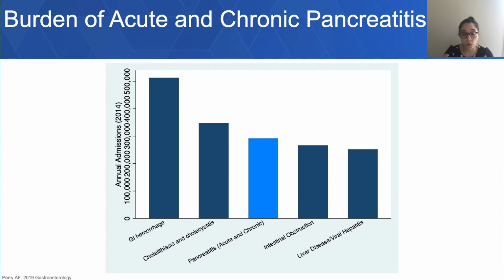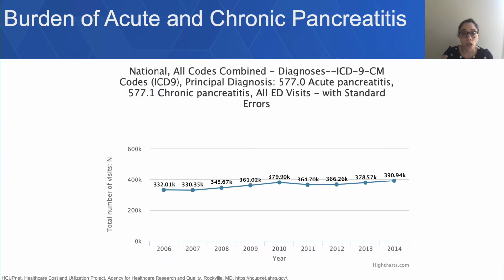Pancreatitis is the third most common principal GI diagnosis in the United States in 2014, accounting for almost 300,000 hospital admissions with a total cost of over $10 billion to the US healthcare system. Based on data from the Healthcare Cost and Utilization Project from 2006 to 2014, there has been an increase in the crude number of patients presenting to the emergency department with either acute or chronic pancreatitis.